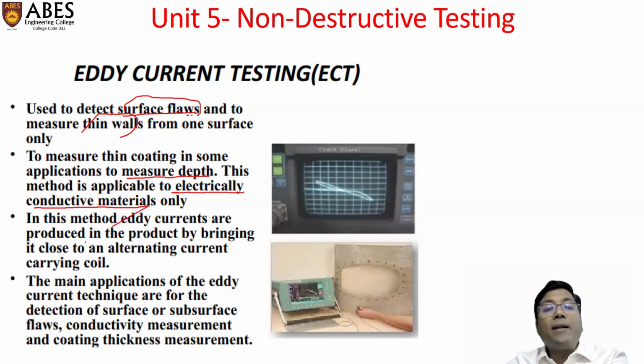In this method, eddy currents are produced in the product by bringing it close to an alternating current carrying coil. The product on which the testing is to be done, we have to bring it close to an alternating current carrying coil to generate eddy currents inside it. The main applications of the eddy current technique are the detection of surface or subsurface flaws, conductivity measurement, and coating thickness measurement.